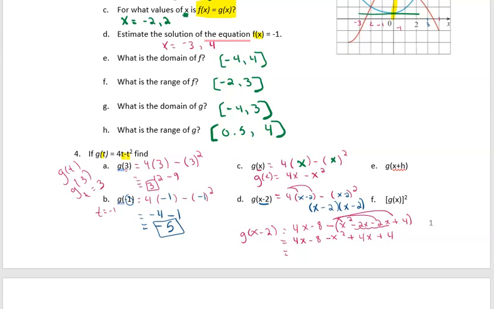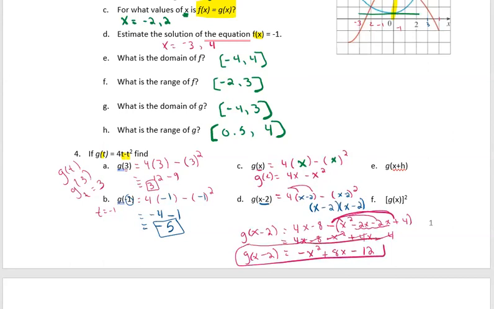Cleaning up a little bit, it looks like we have a negative x squared from right here. We have positive 4x and positive 4x, which is going to give us positive 8x. And then we forgot to distribute our negative right here. Distribute this negative to right here. Then we have negative 8 minus 4 gives us negative 12. So g of x minus 2 is going to look like negative x squared plus 8x minus 12.